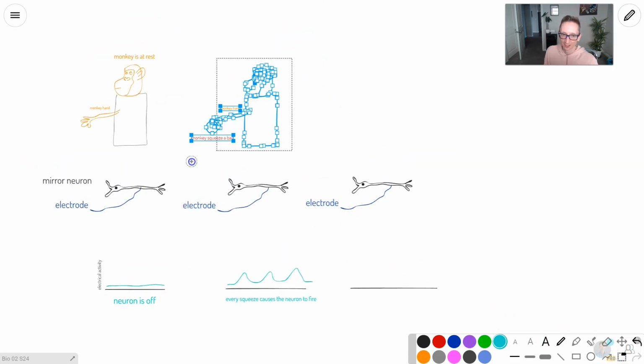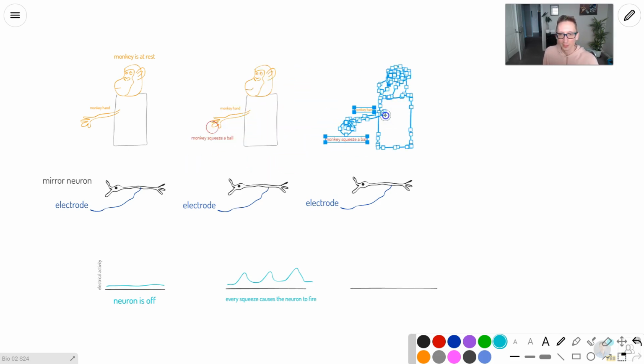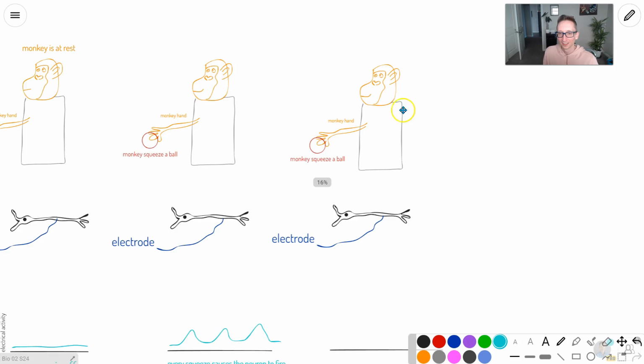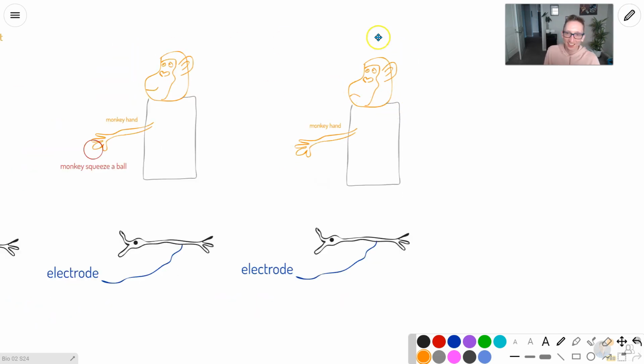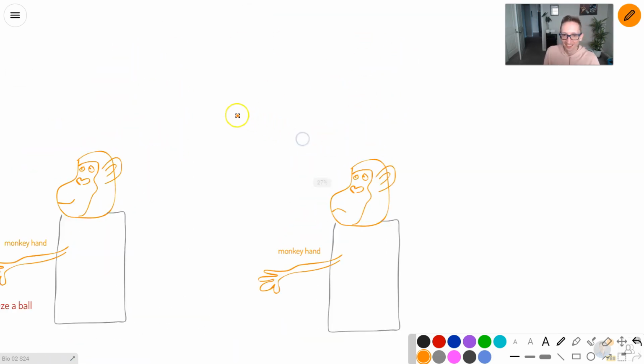All right. Now, what we do is we take the monkey. Monkey no squeeze ball now. Monkey still has hand. Monkey may be a little mad, because monkey's just sitting here. That's a human hand. Monkey is watching human squeeze ball.